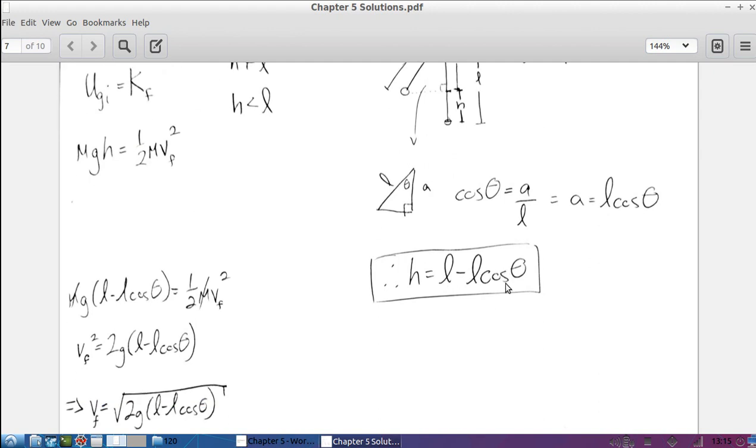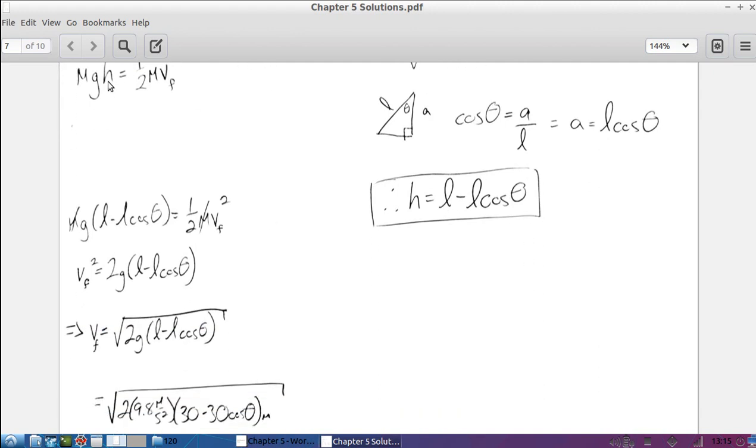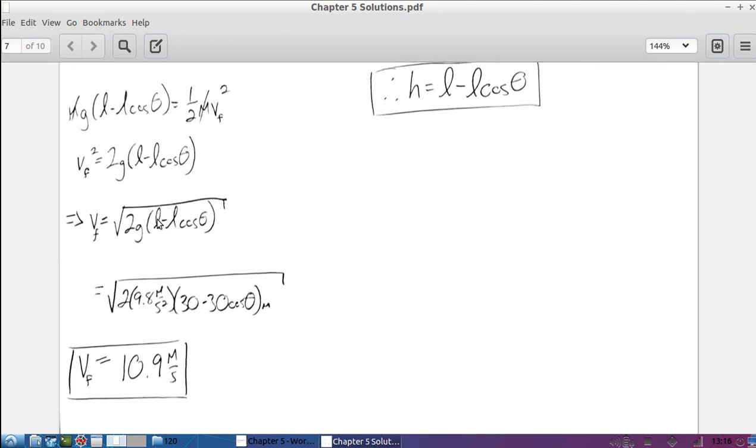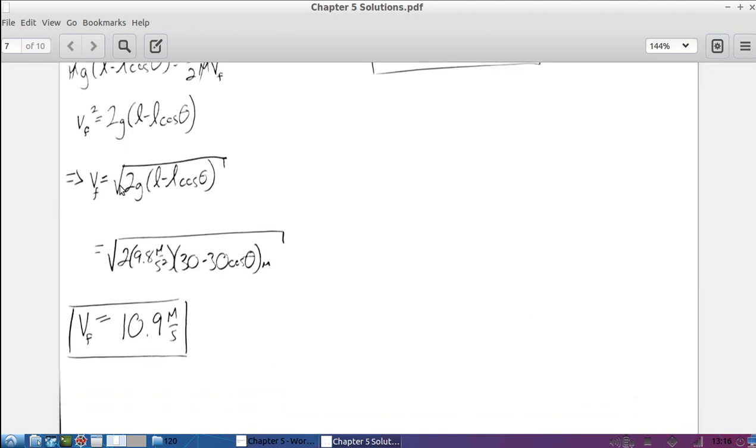So I can take L minus L cosine theta and substitute it in for H. Now I substituted it in for H before I solved for V final, which is okay. You can wait until the end, it's no big deal. M's go away. Now I've got everything that I need to solve for V final. Multiply both sides by 2, V final squared is 2G, the quantity L minus L cosine theta. I can take the square root of both sides. I've seen some people factor this out before, write it like 2GL times the quantity 1 minus cosine theta. That's fine. Take the square root of both sides.